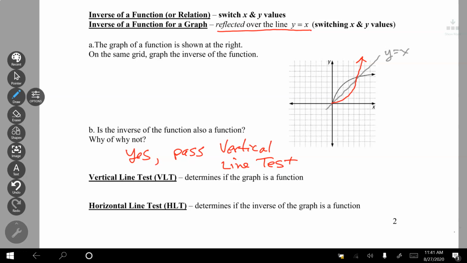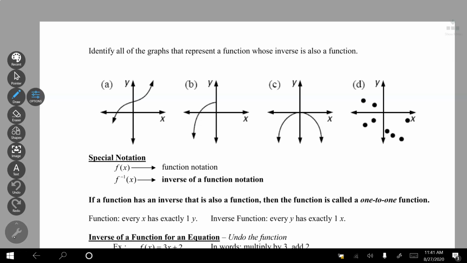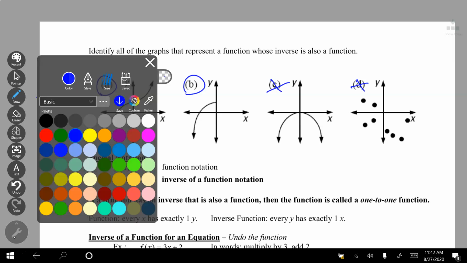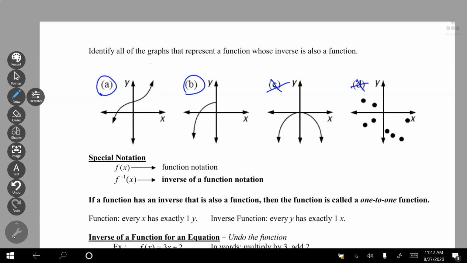But now I could do something called the horizontal line test that says if a function passes a horizontal line test, that means its inverse is also a function. So on this page, which one of the following graphs is a function whose inverse is also a function? Well, this one is good, and this one is good, and these are bad, because let's look at these tests.